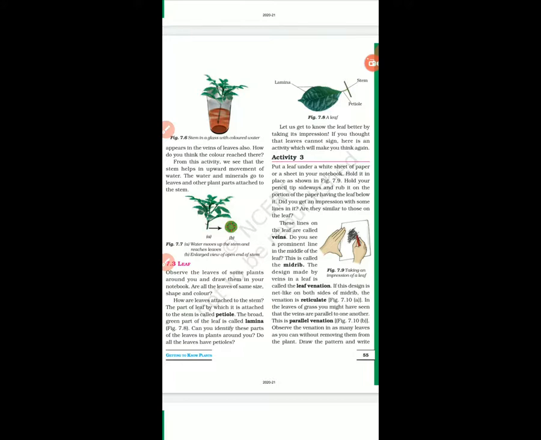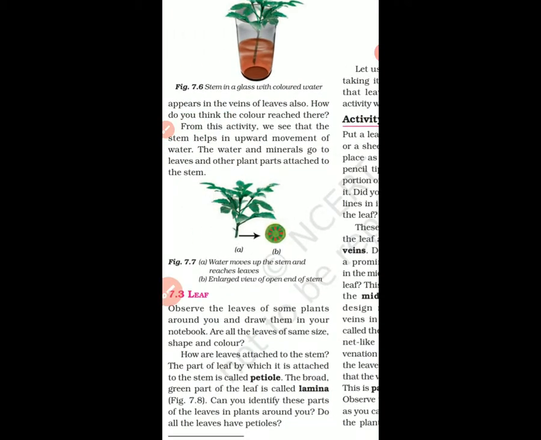In the first part, we have seen about herbs, shrubs, and trees. We have also seen the creepers and the climbers. We have also done an activity to understand the work of the stem. What does a stem do? The stem of a plant carries the water and the minerals from the soil and makes them reach all the parts of the plant. So this was about the stem.